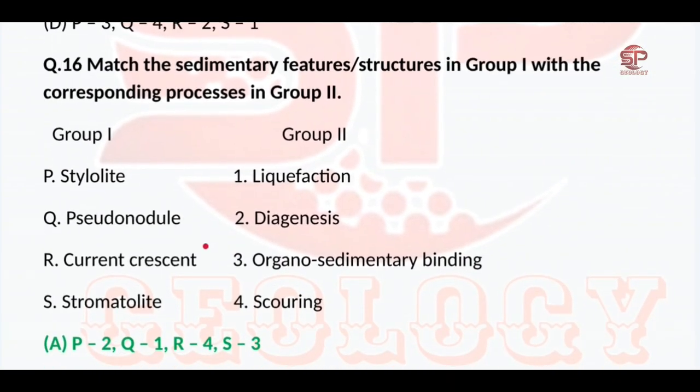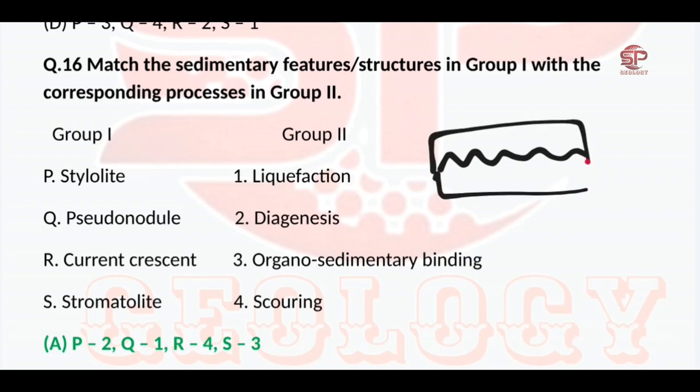Then by the sedimentary feature, stylolite is a sawtooth-like structure like this. It is produced because of pressure solution. Because of overlying pressure, if there is a limestone or carbonate rock, it will start to dissolve because of pressure. That is called pressure solution. It can happen during diagenesis.